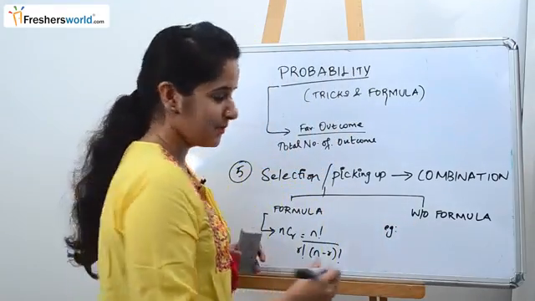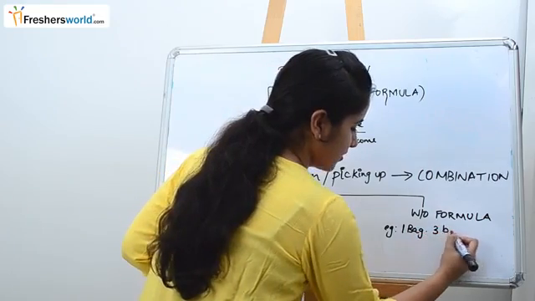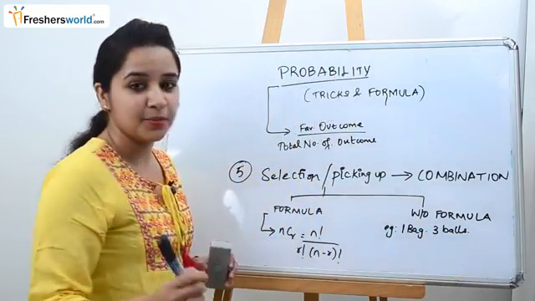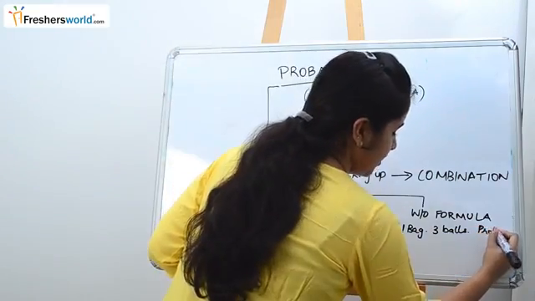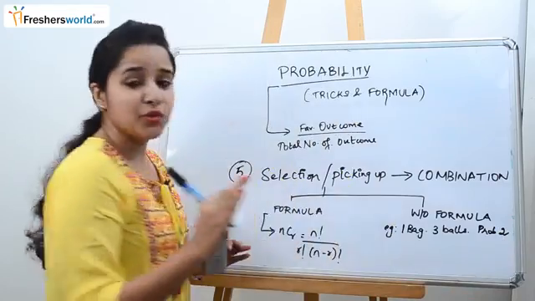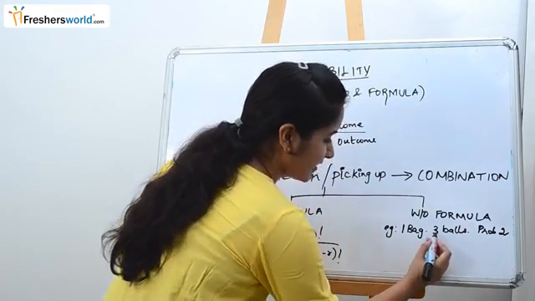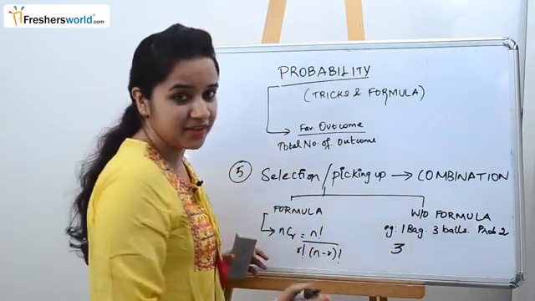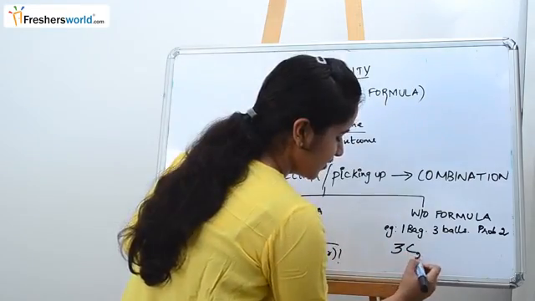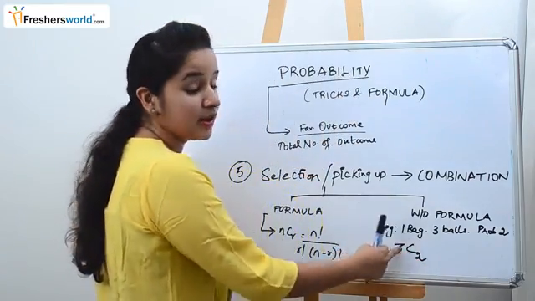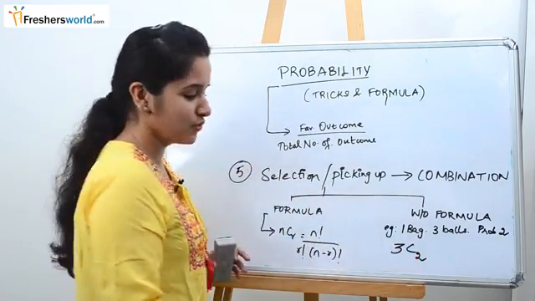Let's say we have a single bag which contains 3 balls, out of which they are asking the probability of you picking up 2 balls. So probability of 2 balls. Let's say you don't know the formula now. So how do you do it? The maximum is 3 balls that you have in a bag, out of which you need to take 2 balls. So 3C2. This is the total number of balls that a bag contains, and out of which how many balls you need to choose.